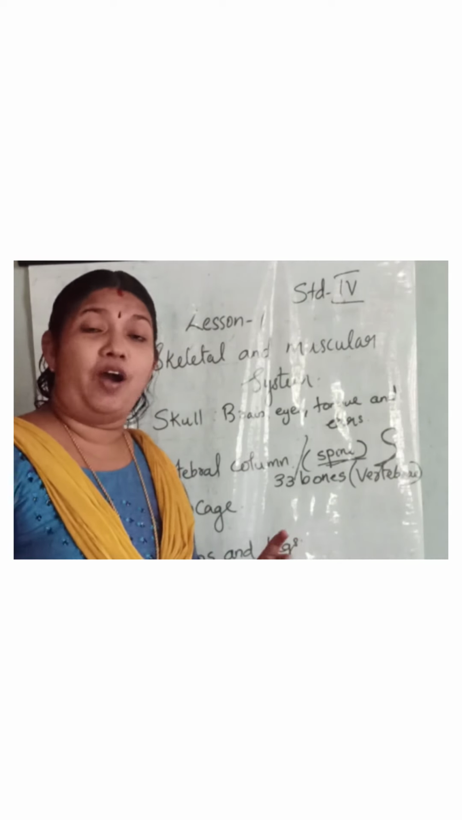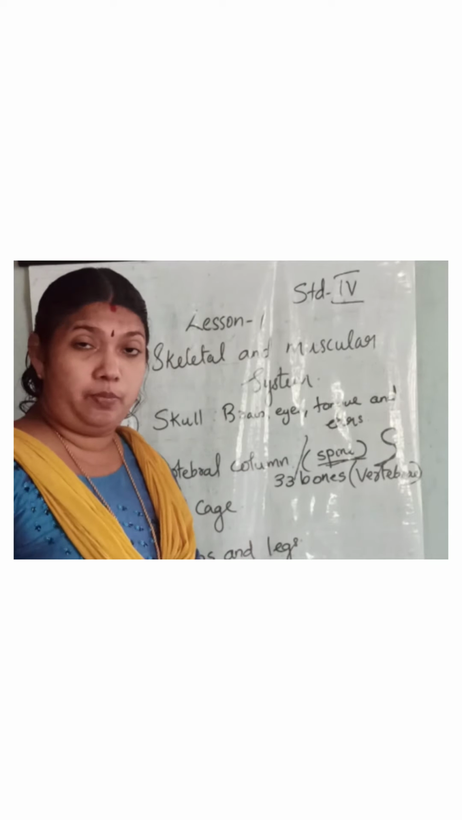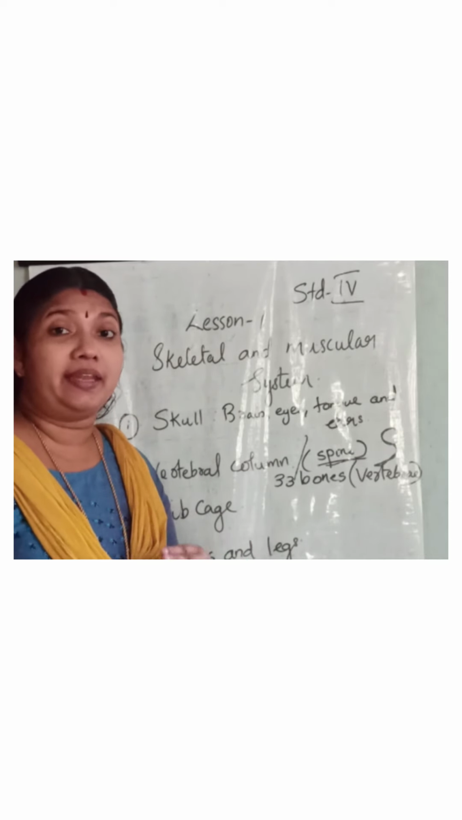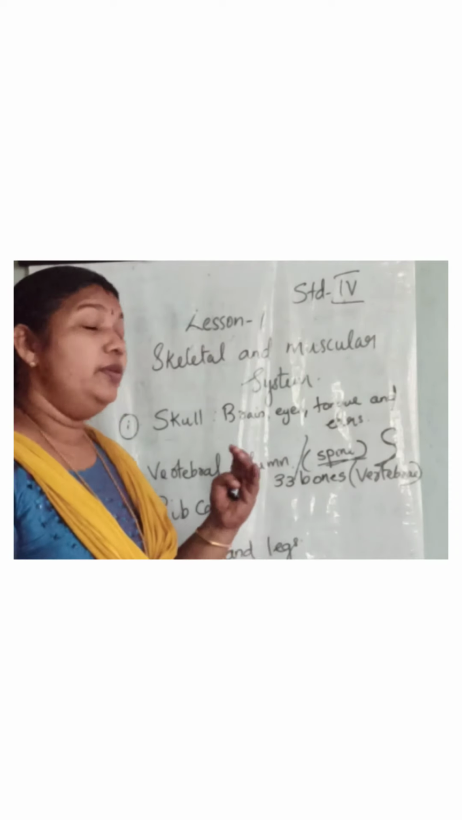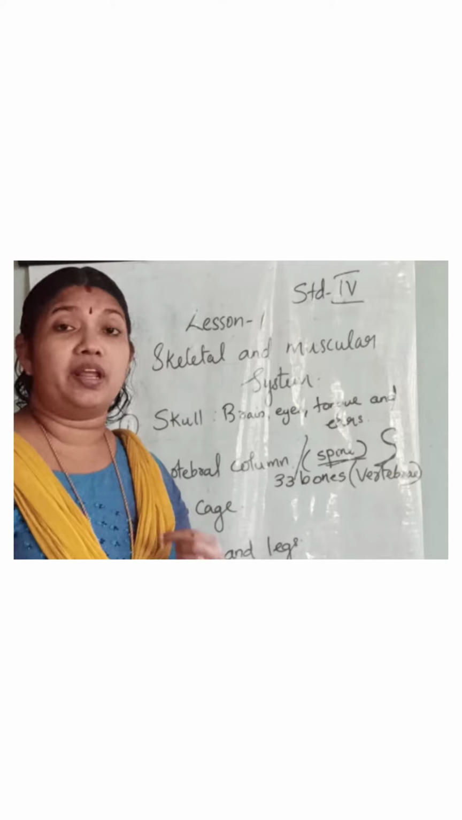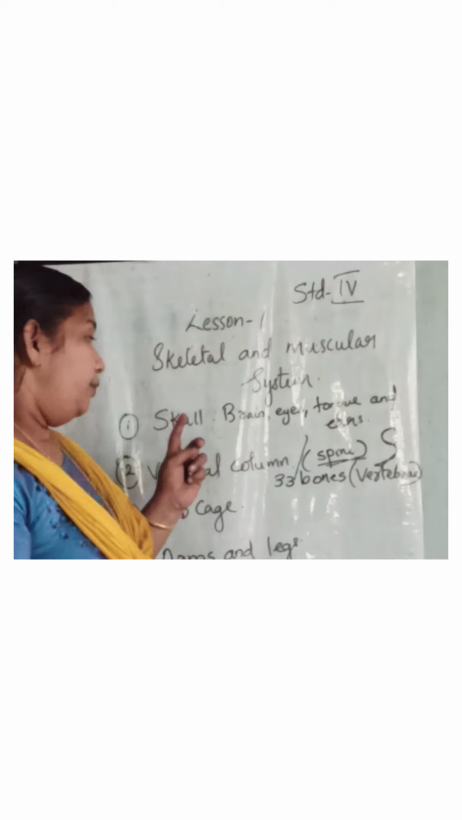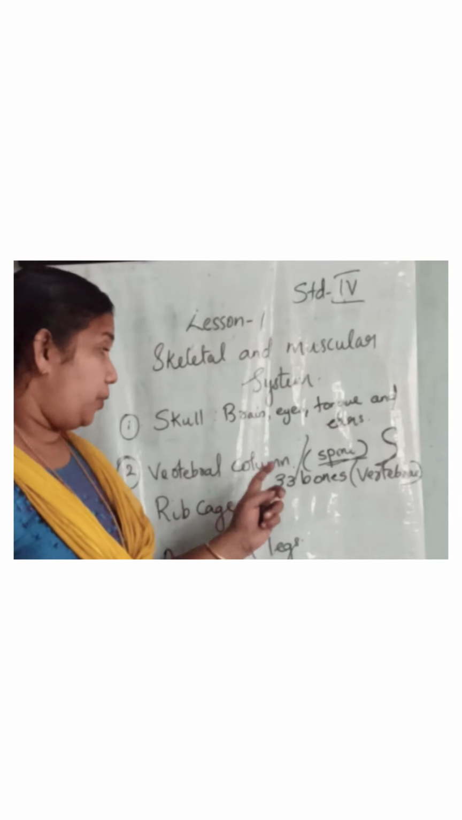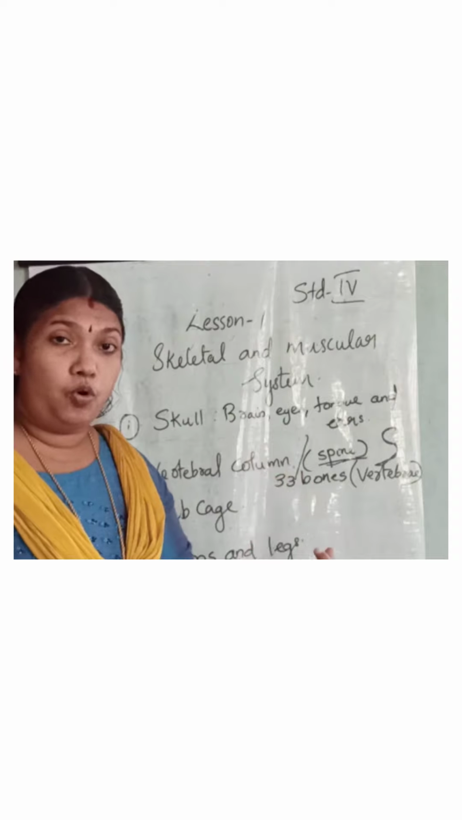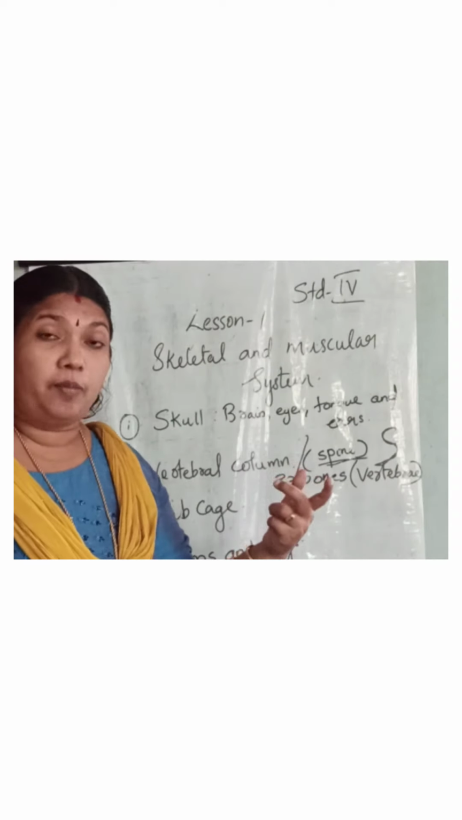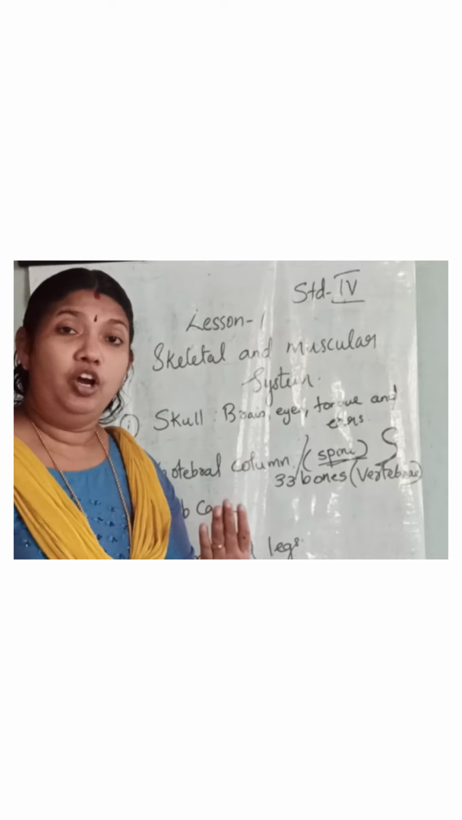Then what are the main functions of the vertebral column? The vertebral column bears the weight of the upper body. It protects our spinal cord, and it also protects our head from shocks and jerks during running, walking and other types of movements. So the functions of the vertebral column are that it protects the spinal cord, it bears the weight of the upper body, and it protects our head from jerks and shocks during walking, running and other kinds of movement.